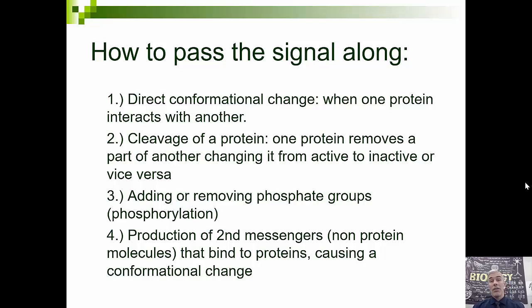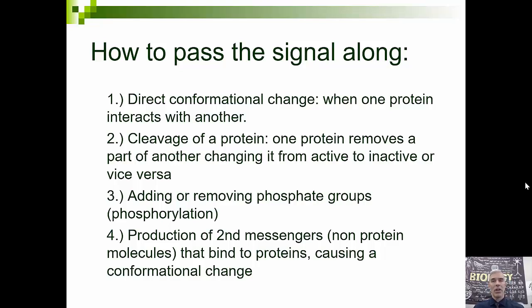Okay. Another thing that happens, which, other than direct conformational change, I would say is probably the most common, is the addition or removal of a phosphate group. That's called phosphorylation. When you phosphorylate a protein, usually, not always, but usually you activate that protein. That protein turns on and then it does a job. We'll talk about the mechanisms by which we turn that off in a little bit.